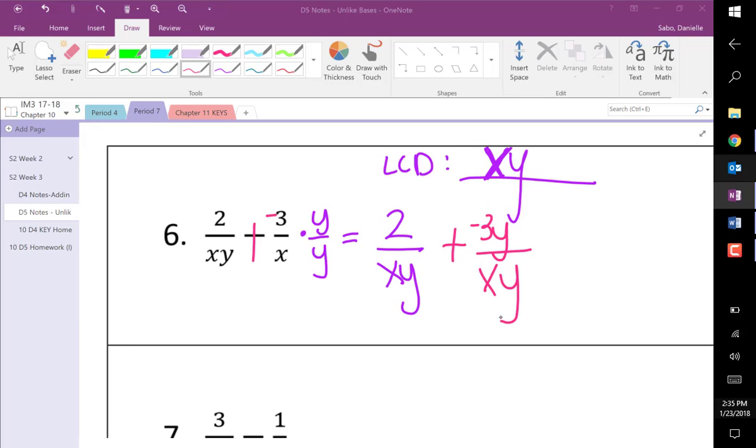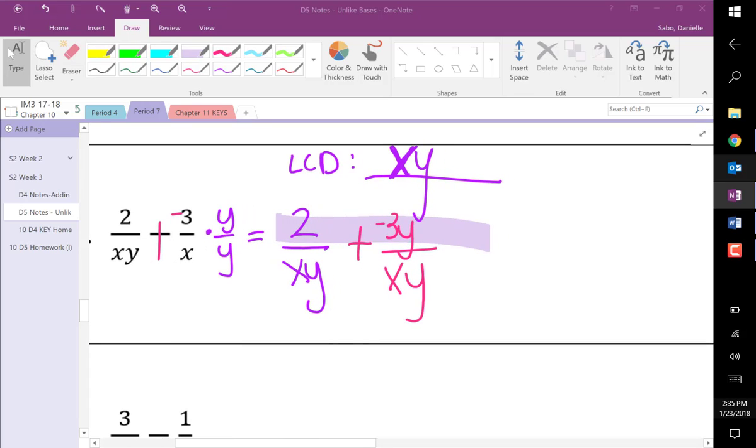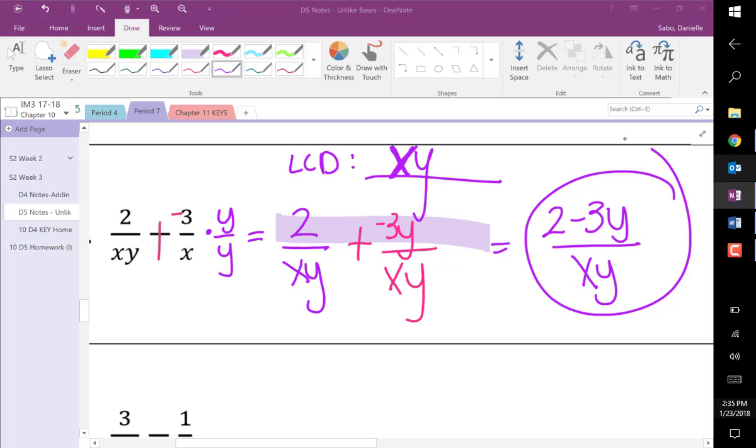Again, do not focus on the bottom at this point. What is 2 minus 3y? Well, we can't add them. They're different, so just rewrite it and you're done. If you can't add them, you can't add them. You don't always have to get an answer like 1. Okay, you can just add them and be fine.